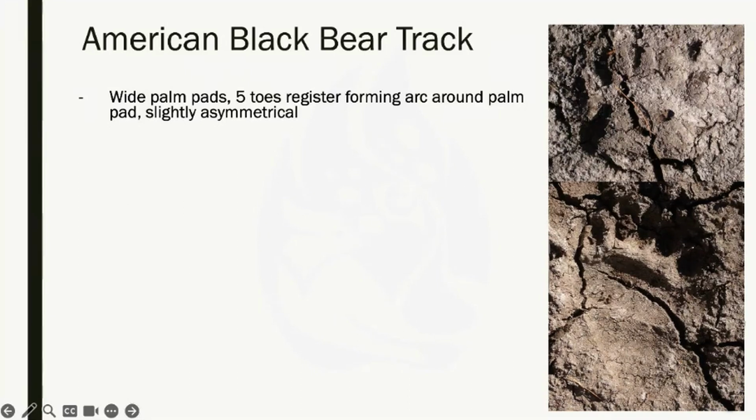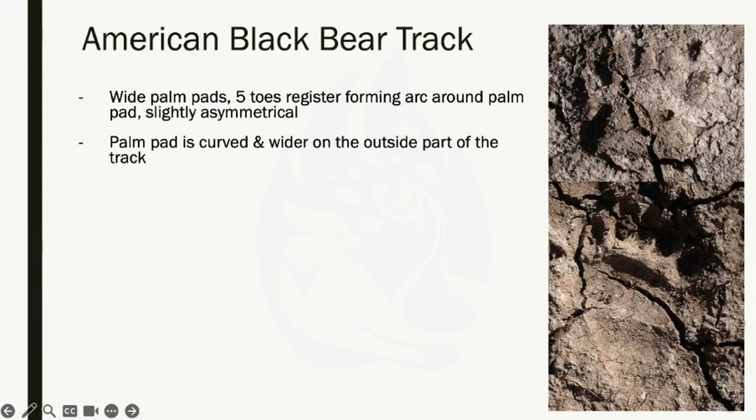If we drew a line right down the middle of the track and bisected it, we would see it's slightly asymmetrical. The left side doesn't quite line up to the right side. One of the main reasons for that is because bears have this low toe on the inside of the track. The other thing is the palm pad is curved again on the top, and it's going to be wider on the outside part of the track. It's a little harder to tell in this one, but particularly on the front track.